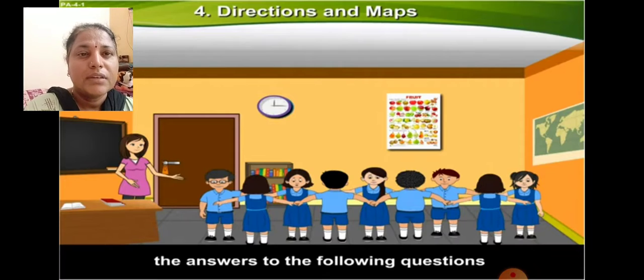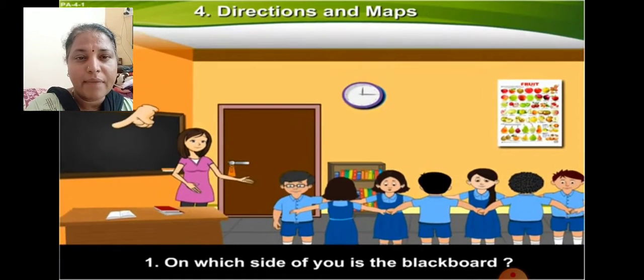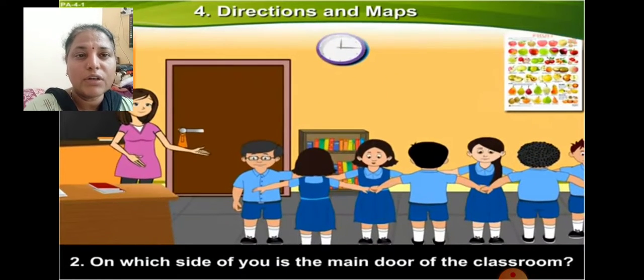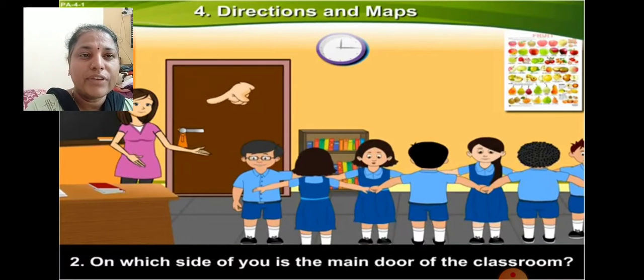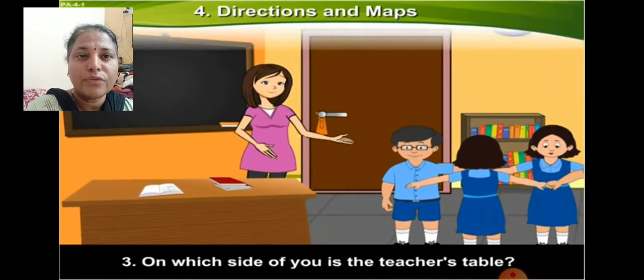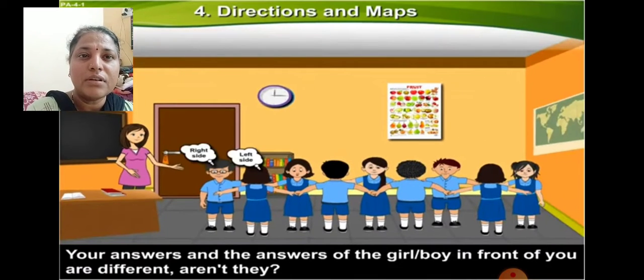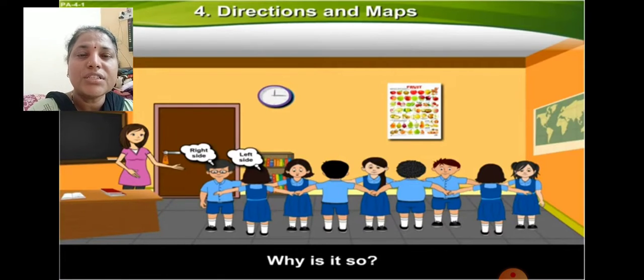Hello guys. In the previous period we started our fourth lesson, Direction and Map. In this period we will learn how to identify our four directions. For the experiment, the teacher arranges the students face to face in front of each other and asks a few questions like: which direction is the teacher's table, which direction is the blackboard, which direction is the clock, which direction is the main door.